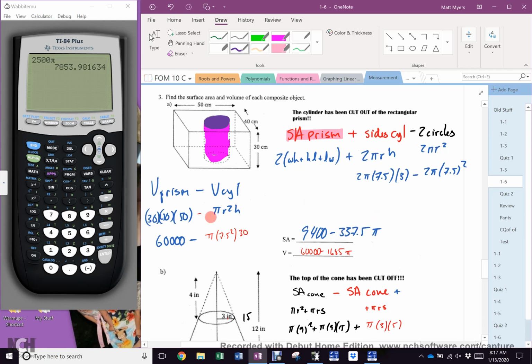Volume is different. Because in volume, I had the prism and I just removed the cylinder. Nothing new was added, only removal. Everybody understand? This is a big problem for kids. Most kids get one or the other, like, oh yeah, okay, I cut it in half. I made a new surface, so I've got to add to it. But then you start doing weird stuff with volume.